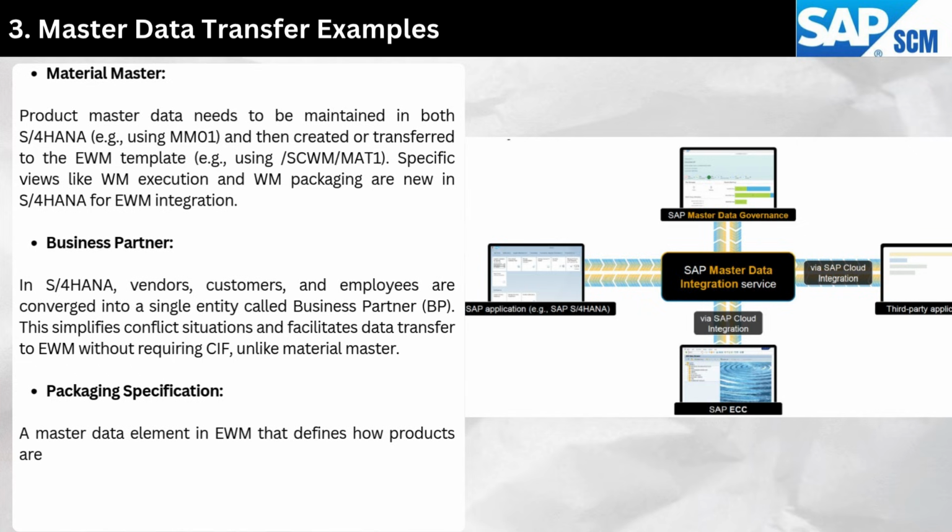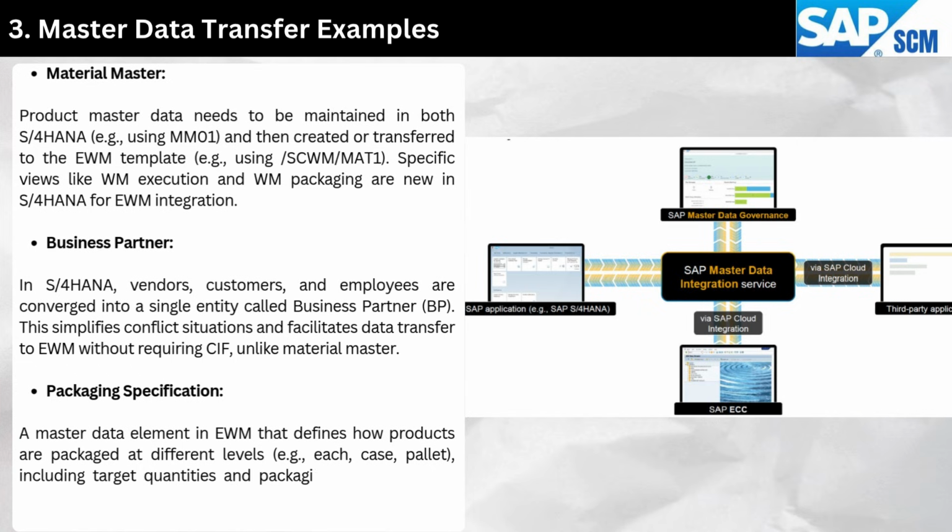Packaging Specification. A master data element in EWM that defines how products are packaged at different levels, e.g., each case, pallet, including target quantities and packaging materials. Once created, existing packaging specifications should not be changed.